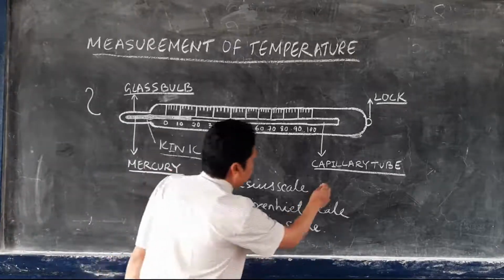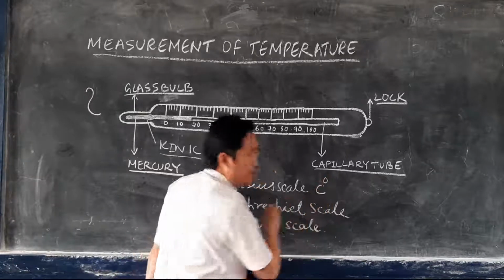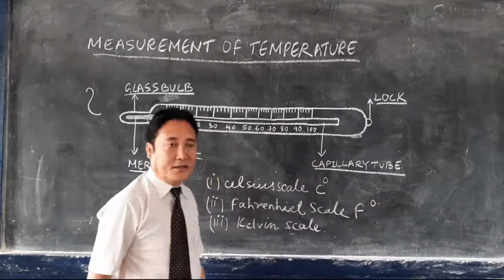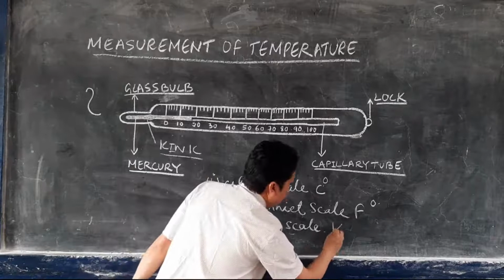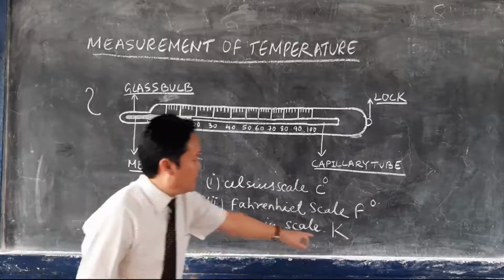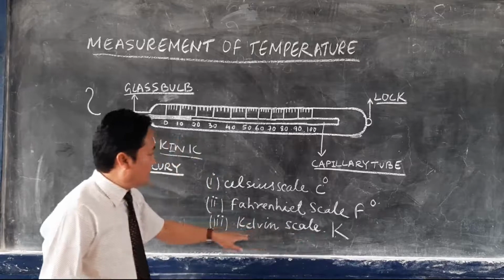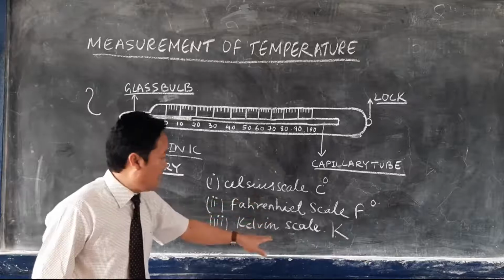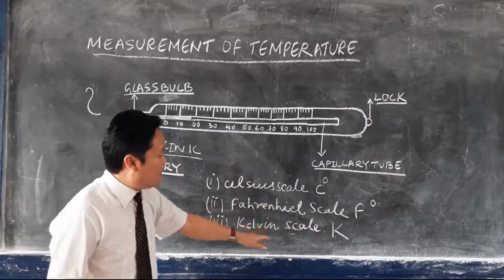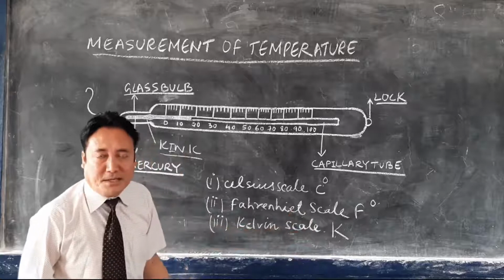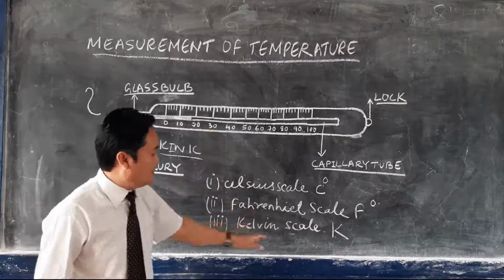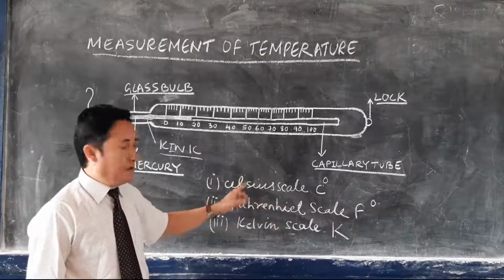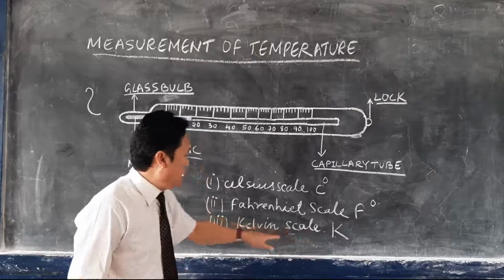The Celsius scale can be written in degree C, that is degree Celsius, and the other one is degree Fahrenheit. The Kelvin scale is written as only K. It is not written in degree, it is written as K. Since the temperature has three scales, Celsius, Fahrenheit, and Kelvin, the SI unit of temperature is Kelvin. SI unit means the International System unit. Though there are three scales, the standard unit of temperature we take as Kelvin.